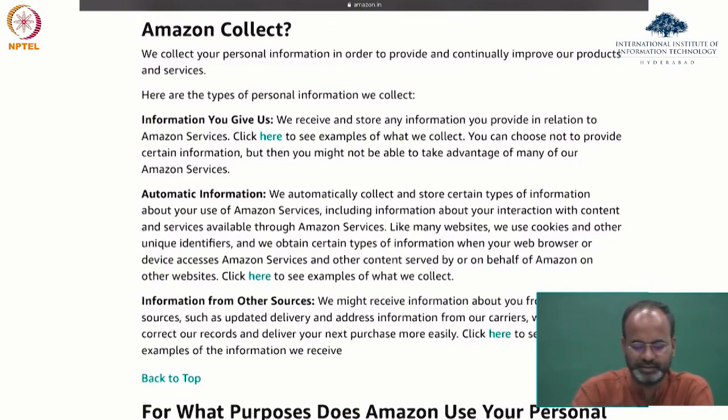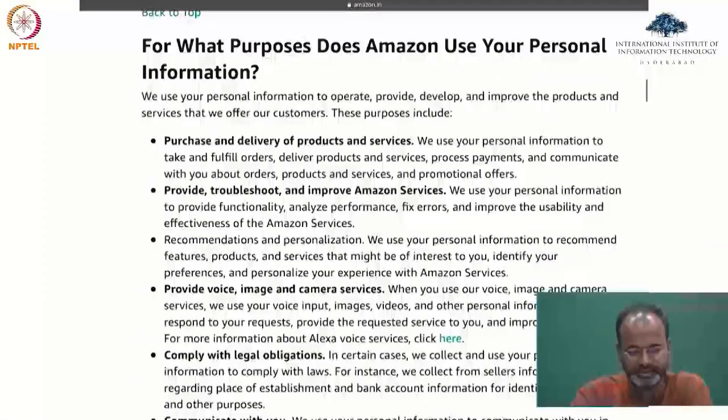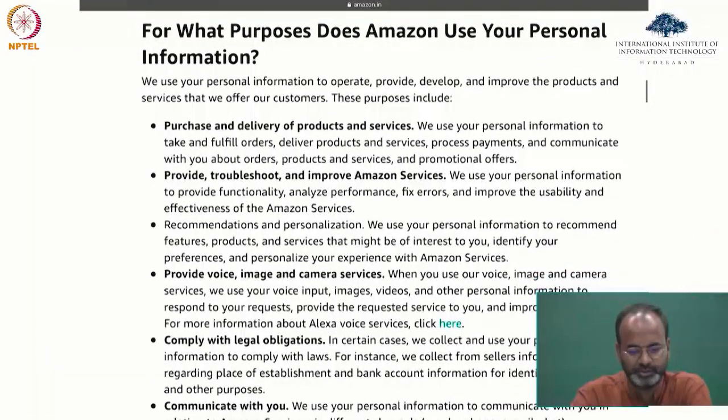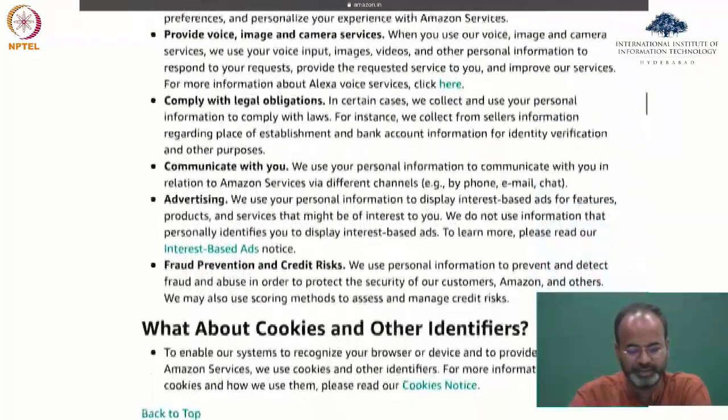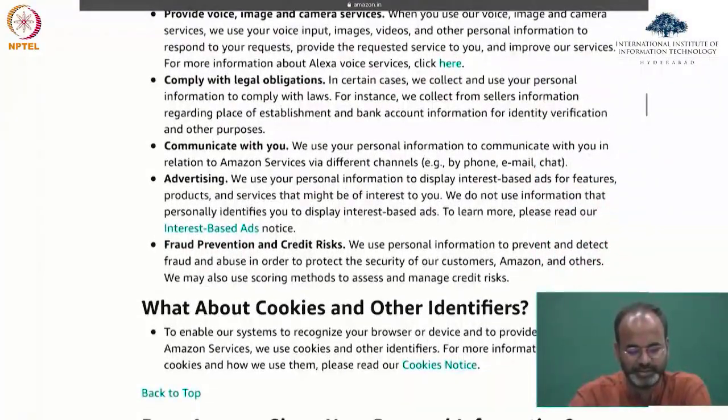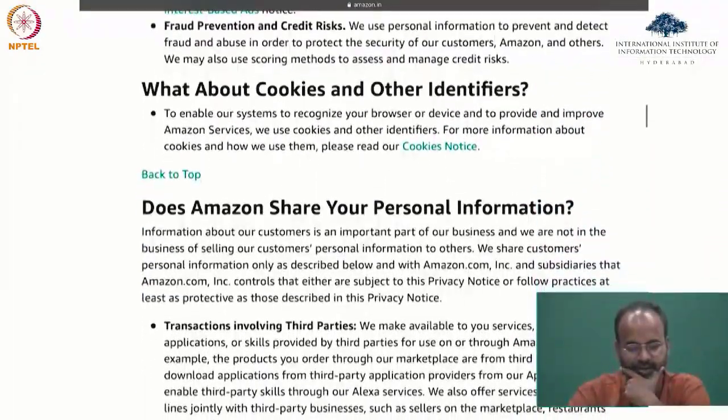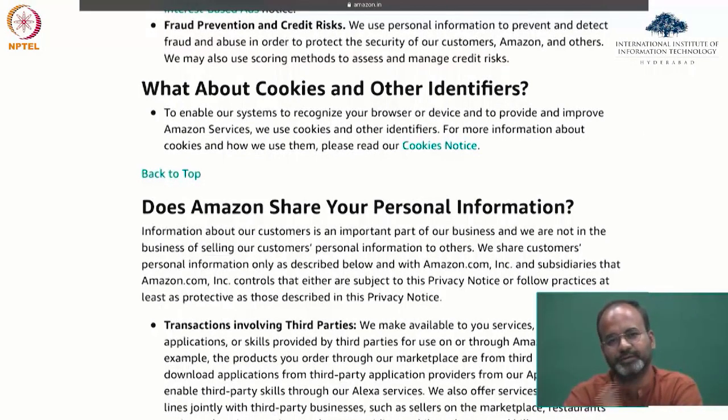So these are details that I'm sure you understand. For what purposes does Amazon use your personal information? Purchase and delivery, provide and troubleshoot, provide voice, images and camera services, comply with legal obligations, communicate with you, advertising, fraud prevention, and credit risks. What about cookies? I think cookies are something that all of these services use to enable personalization, to help them make recommendations for books or purchases, so to say.